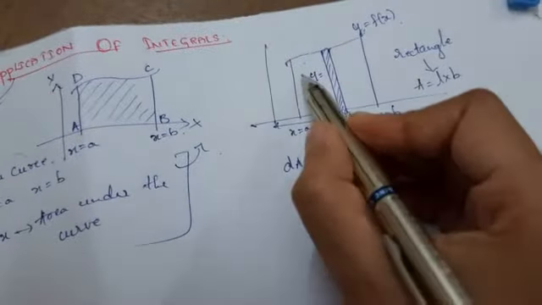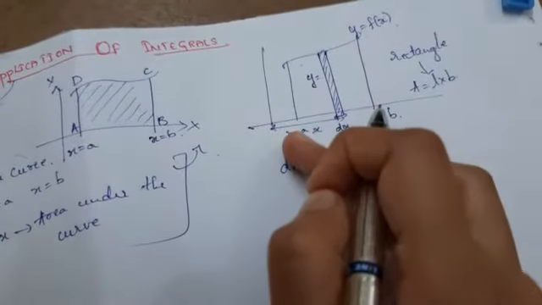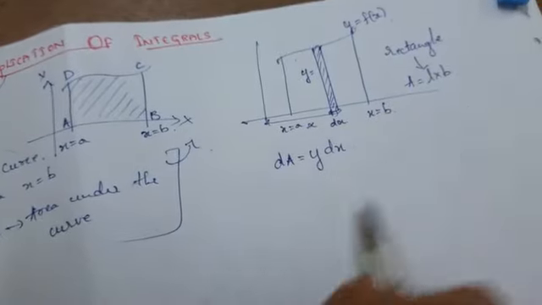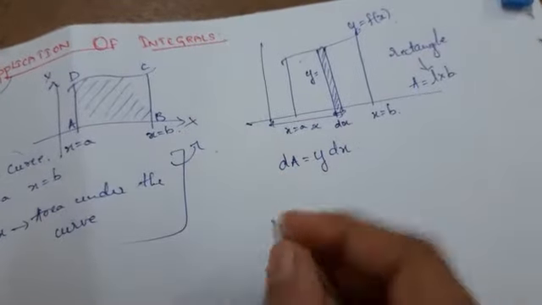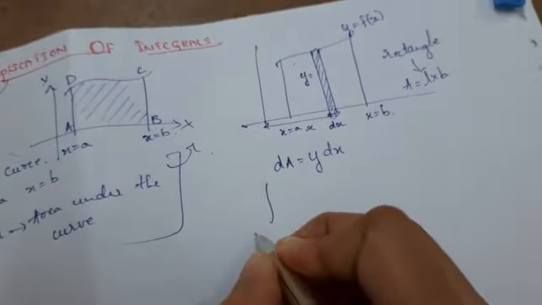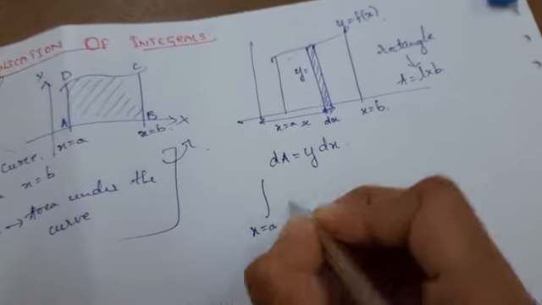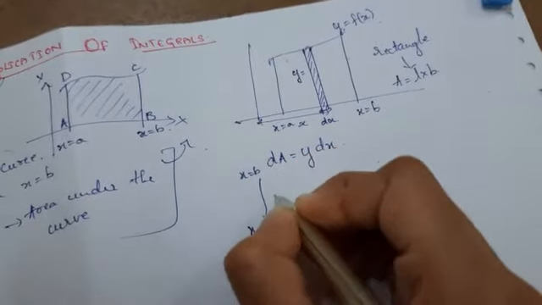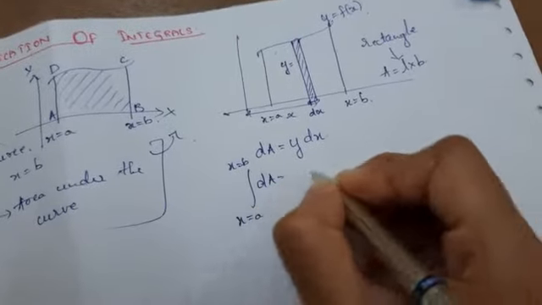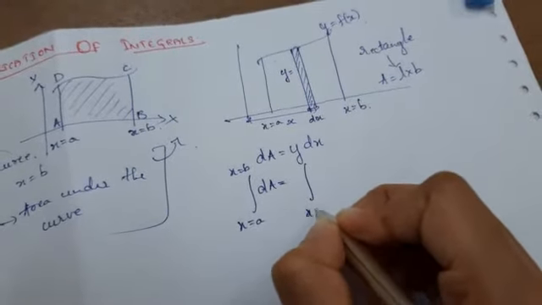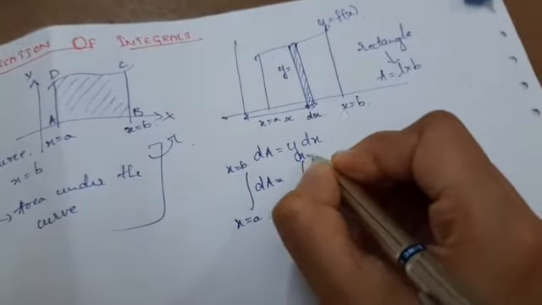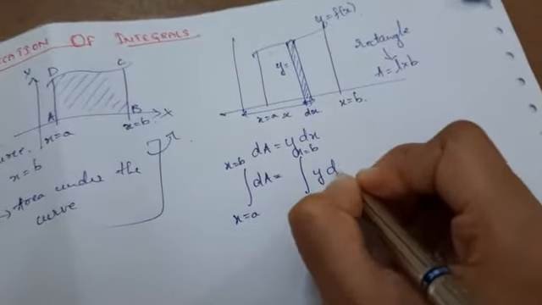Suppose I need to find the area of this curve from x is equal to a to x is equal to b, then I am integrating this. From where to where am I integrating? From x is equal to a to x is equal to b: the integral of dA is equal to the integral from x is equal to a to x is equal to b of y dx.